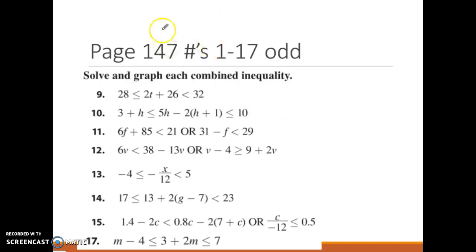If you're looking for more practice in the book, the external link that they have for the book on page 147, here's some more practice problems if you'd like to practice, and otherwise let me know if you've got questions.